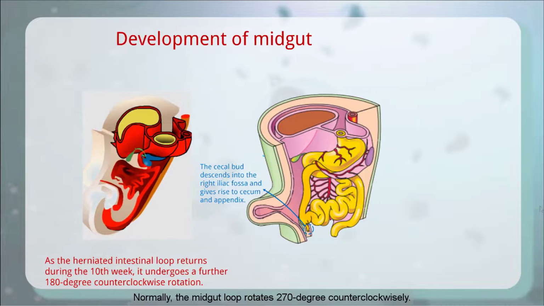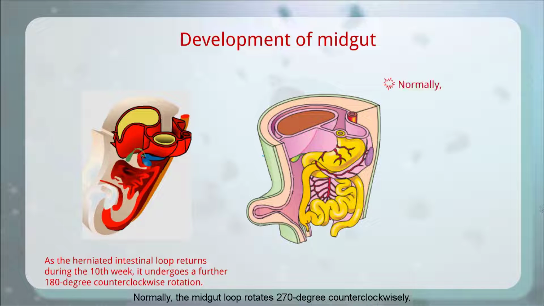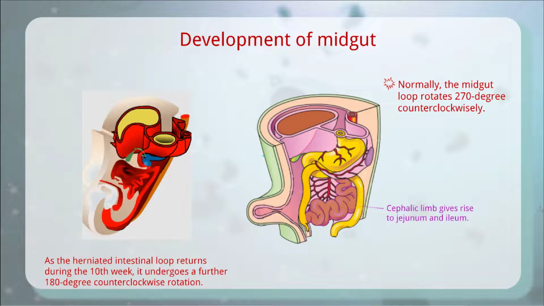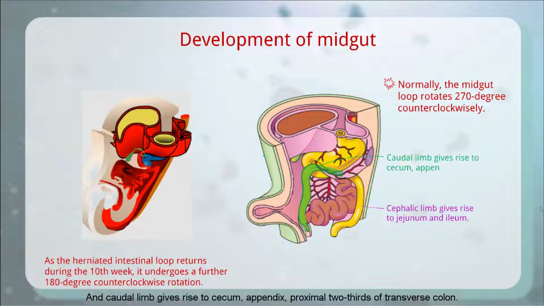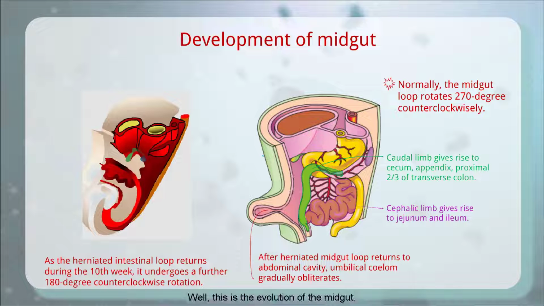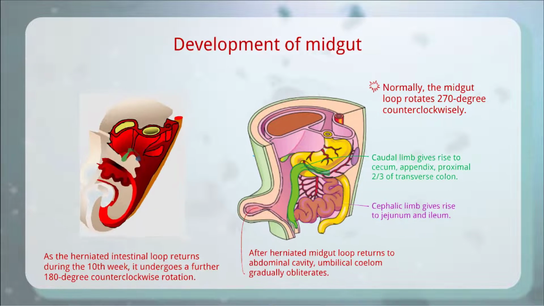Normally, the midgut loop rotates 270 degrees counterclockwise. The cephalic limb gives rise to the jejunum and ileum, and the caudal limb gives rise to the cecum, appendix, and proximal 2/3 of the transverse colon. After the retraction of the midgut loop, the umbilical coelom is obliterated. Well, this is the evolution of the midgut.